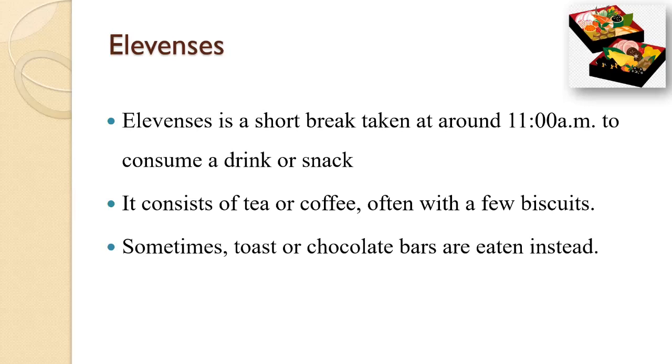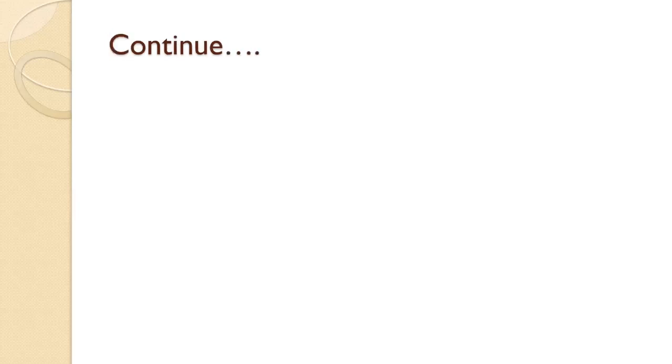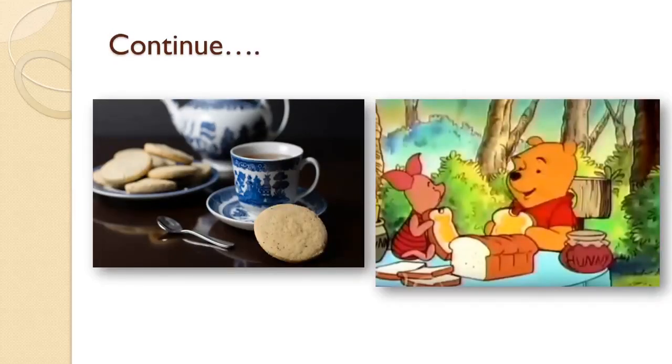Elevenses, the name itself suggests that it is a break which is taken at around 11 a.m. in the morning. It usually happens in the offices, where people take a refreshment break at around 11 a.m., which includes a tea to drink or a coffee. The cartoon character Winnie the Pooh used to call his breakfast Elevenses, where he used to eat a slice of bread with honey on top.